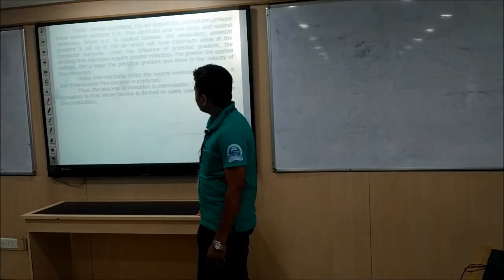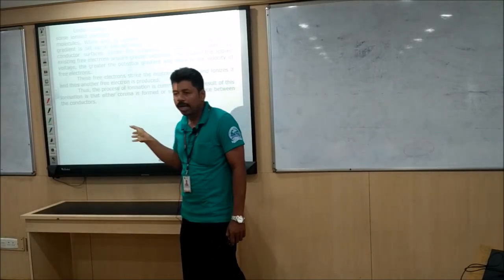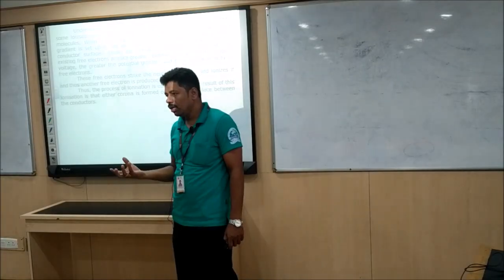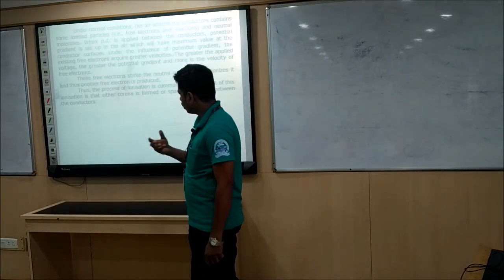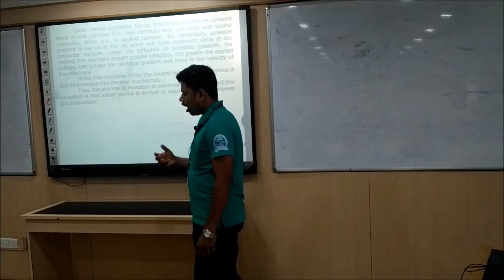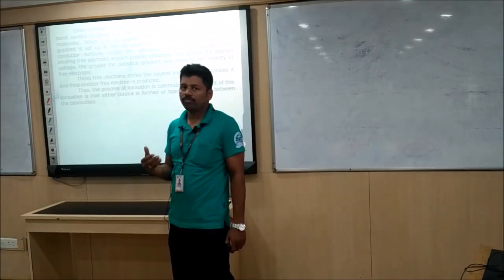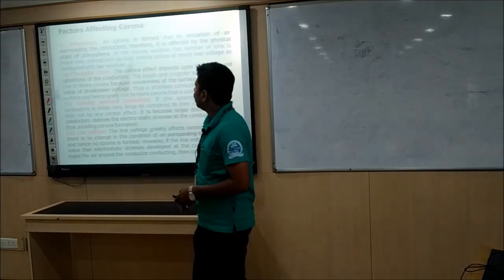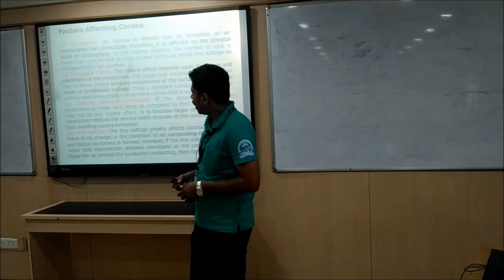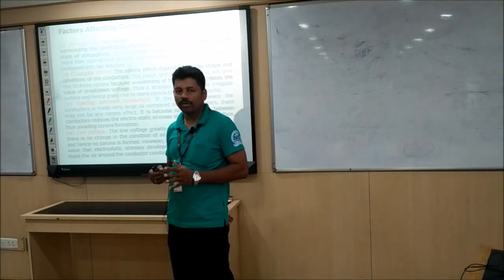For normal conditions, this is the phenomenon behind the corona: how it is occurring, how the ionization process started, how the free electrons strike the neutral molecules and ionize them, and how the process of corona gets started. These are the various factors which are affecting corona. There are 4 factors which are affecting the corona.